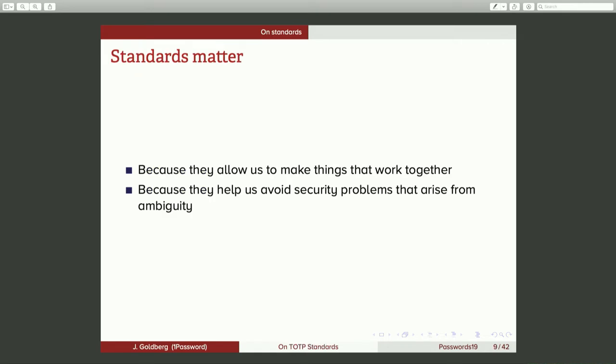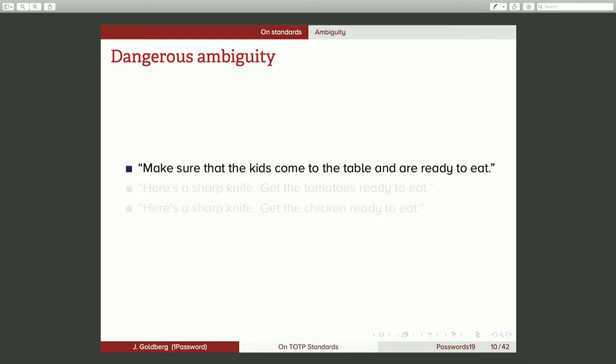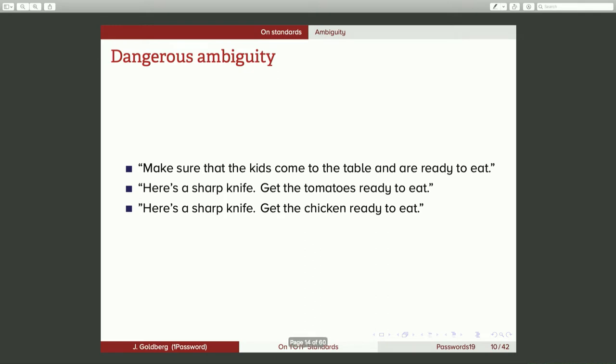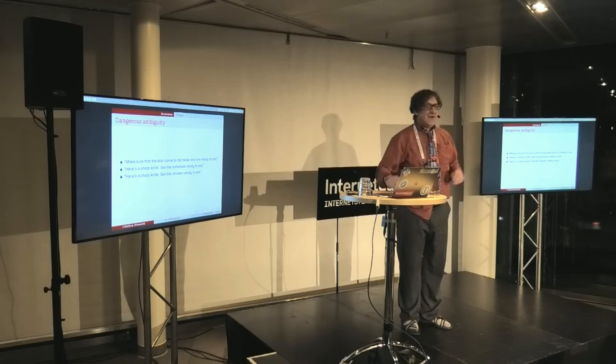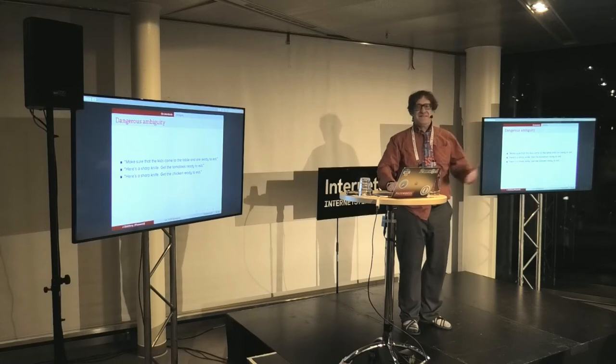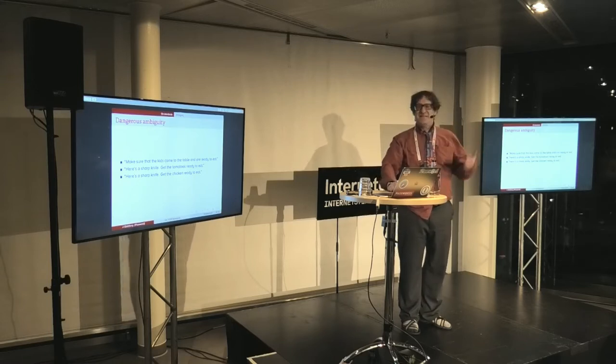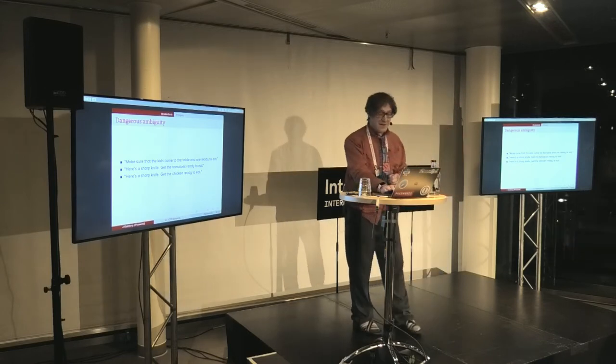Standards matter not only because they allow us to build interoperable systems that actually work, but they help us avoid ambiguity. And while we can tolerate ambiguity in natural language, like, take a set of sentences, make sure that the kids are at the table and ready to eat. Here's a sharp knife, get the tomatoes ready to eat. Here's a sharp knife, get the chicken ready to eat. Yeah, there are different ways of interpreting that. And so this kind of ambiguity that we have in natural language can lead to problems on occasion, but it can't really be systematically automated. It cannot be abused systematically in an automated kind of way.